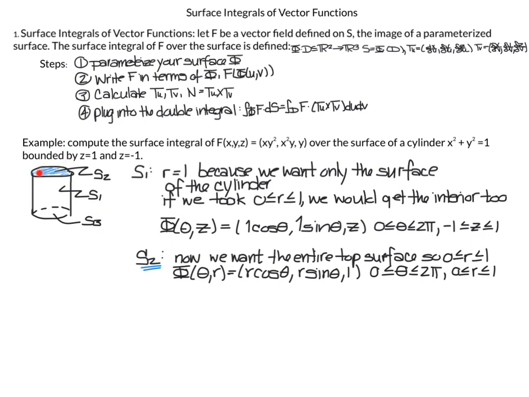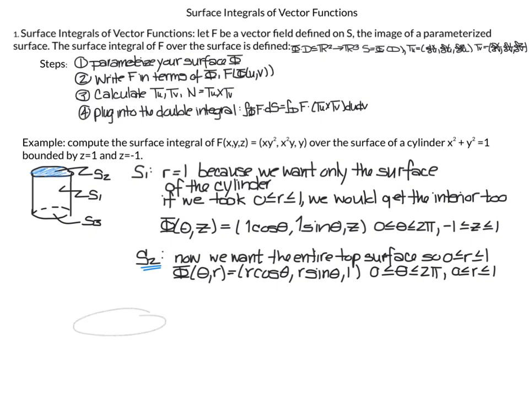For S2, we're going to consider the top surface of the cylinder. In this case, z is held constant because z is at 1. So we parameterize the entire circle: r cosine theta, r sine theta, and z is 1. Theta goes between 0 and 2 pi, and r goes between 0 and 1. I want to emphasize that in this case we let r go from 0 to 1 because we really do want the entire circle.